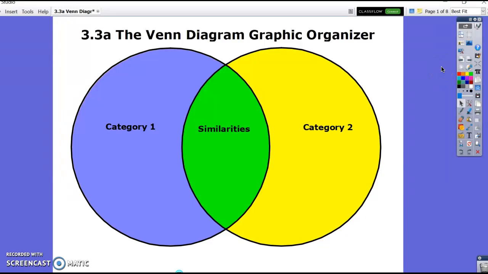3.38 is talking about Venn diagrams. Venn diagrams are a graphic organizer that uses circles to compare the similarities and differences in different categories. So here we have an example talking about two different categories. The blue circle represents category 1, the yellow circle represents category 2. The area where the circles overlap is the similarities between the two categories. The area where they don't overlap represents the differences in the two categories.